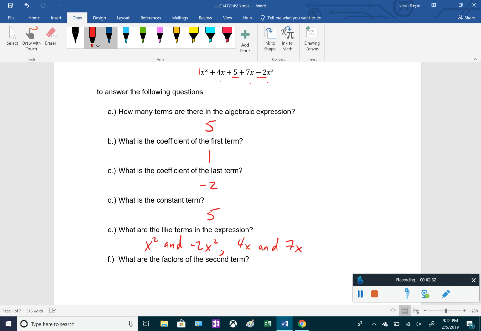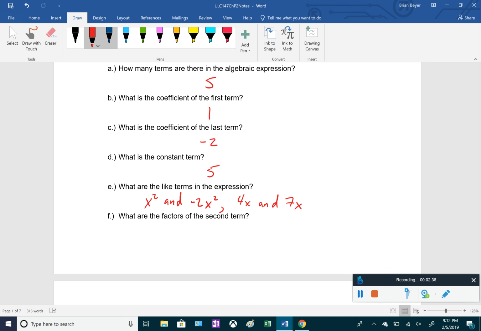And lastly here are the factors of the second term. So the second term is 4x. So the factors are what's being multiplied together. So that means the factors are just 4 and x. Okay, so it's really important terminology that we'll be using throughout the course here.